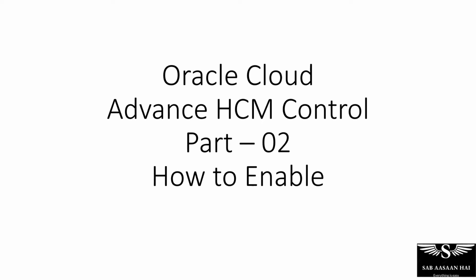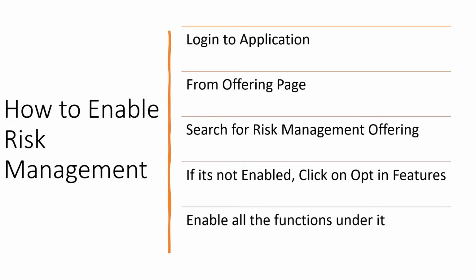To enable the HCM Advanced Control, we will log into the application. From the offering page, as we all know, if we want to use any of the new modules we have subscribed to, we have to enable the functionalities or the module from the offering page. We'll find the risk management module in the offering. If it is not enabled, we will click on offering features and enable all the functions which come under it. So now let's log into the application.